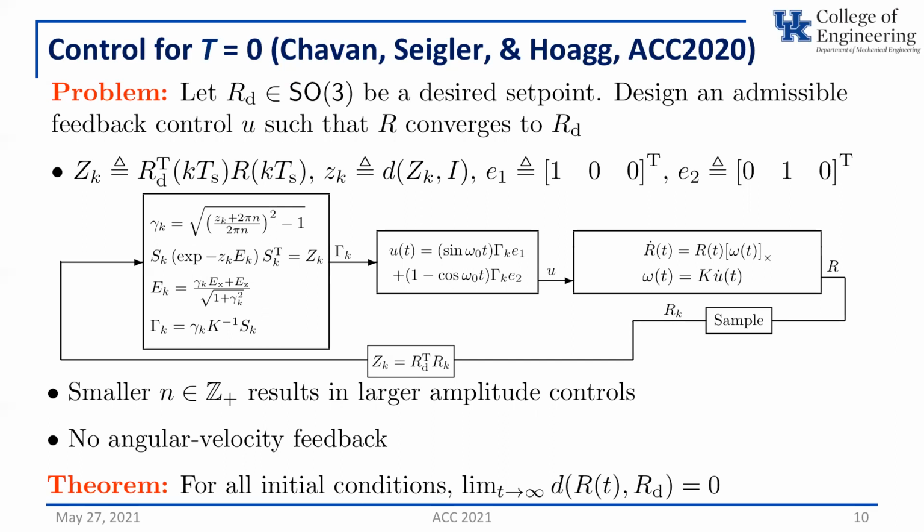Here, n is a positive integer and acts like a gain. Particularly, smaller n results in large amplitude controls. Also, this algorithm has no angular velocity feedback. The main result is that for all initial conditions, the control achieves asymptotic set point tracking.